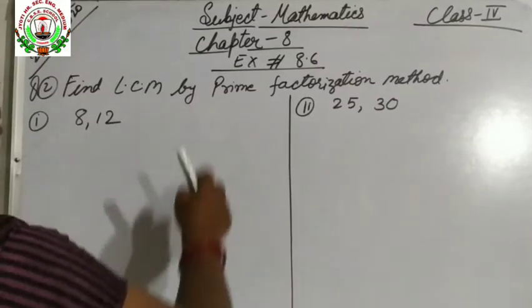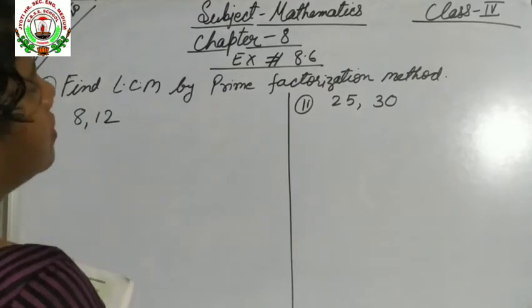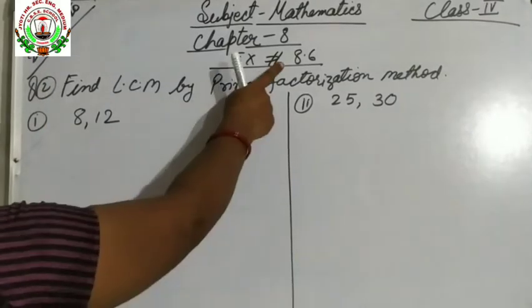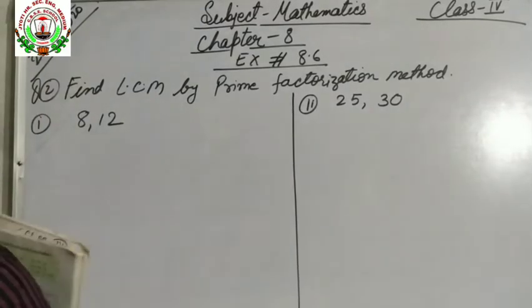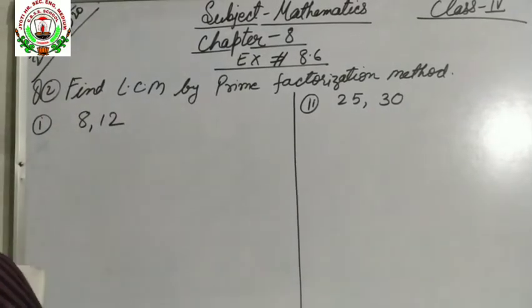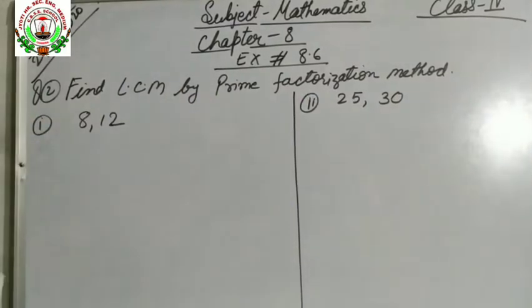Good morning children. Let us continue chapter 8, that is exercise 8.6. Last class we solved exercise 8.6 question number 1, that was MCQ, and we have completed question number 1. Now today we will see find the LCM by prime factorization method, that is question number 2.